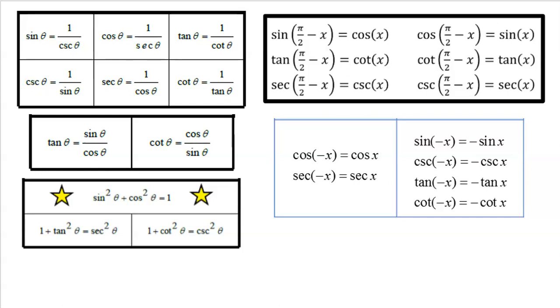So you have 6 identities, and all 6 of them can be written in terms of just sine and cosine. Sine is obviously sine. Cosine is obviously cosine. Cosecant's 1 over sine. Secant is 1 over cosine. Tangent is sine over cosine, and cotangent's cosine over sine. So yeah, sometimes just turning everything into sines and cosines can actually make it simpler because you'll see some things reduce.